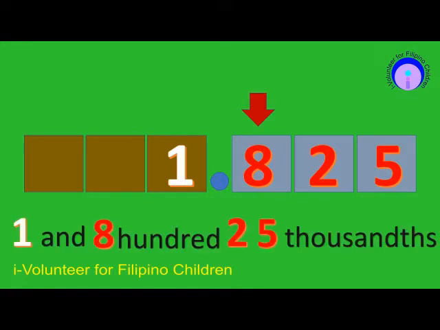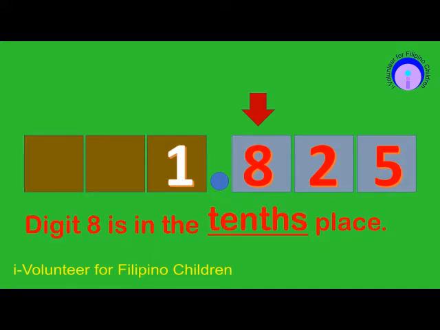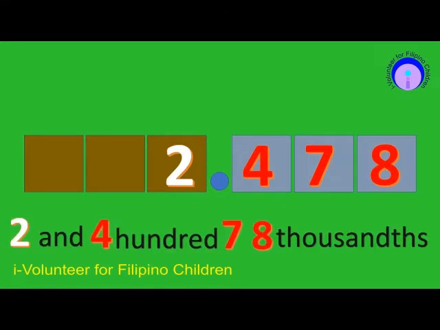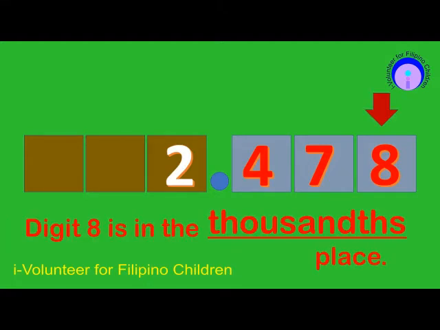Let's read again the number 1 and 825 thousandths. Digit 8 is in the tenths place. And how about this example? How do you read this decimal number? It is read as 2 and 478 thousandths. Let's read again. 2 and 478 thousandths. Digit 8 is in the thousandths place.